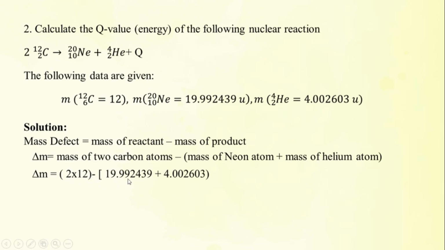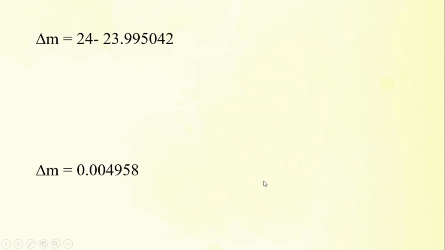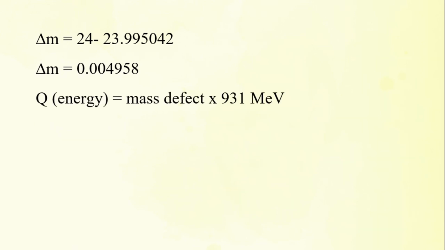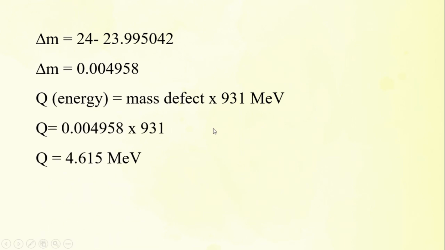minus 19.992439 plus this is the mass of neon atom and this is mass of helium atom. So here we will get the mass defect as 0.004958. So again, what we have to do, we have to find the energy, we have to multiply the mass defect with 931 million electron volt, and we get 4.615 million electron volt.